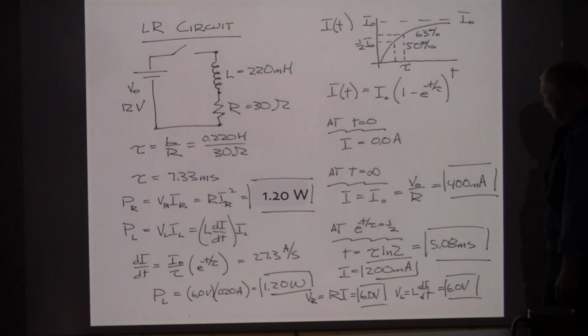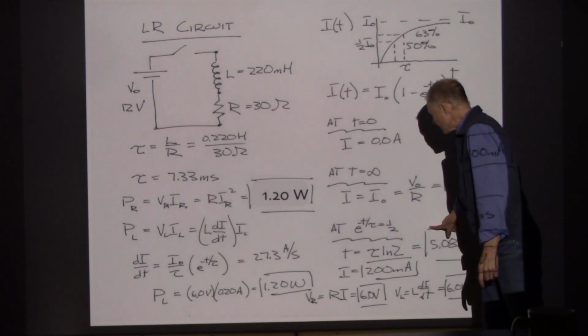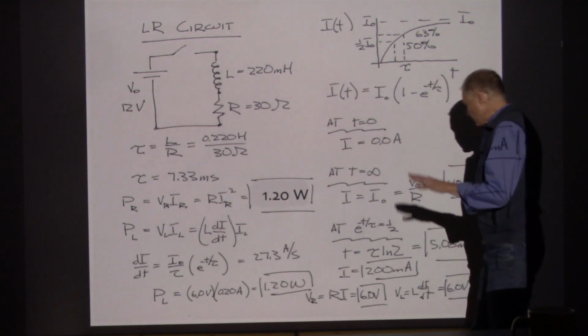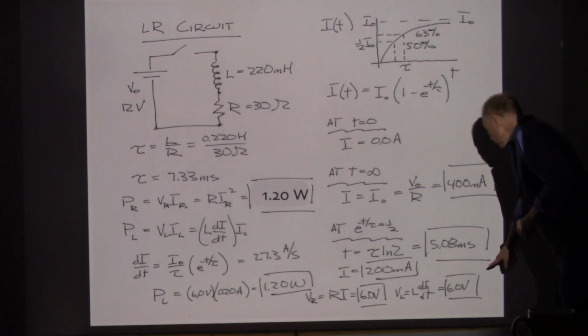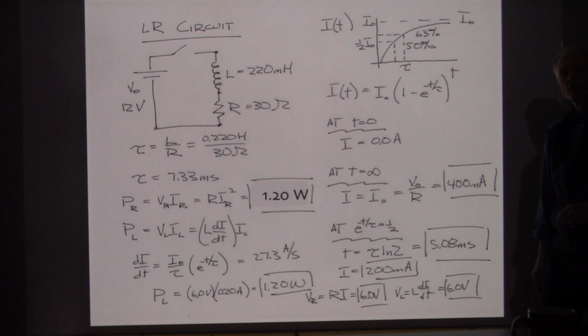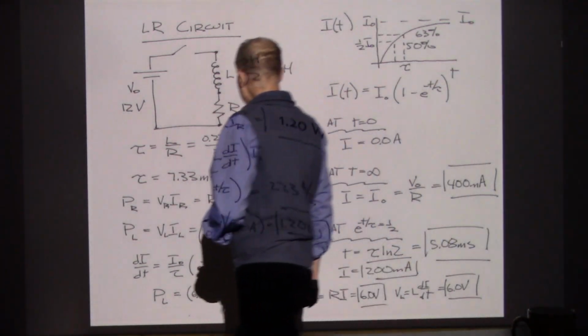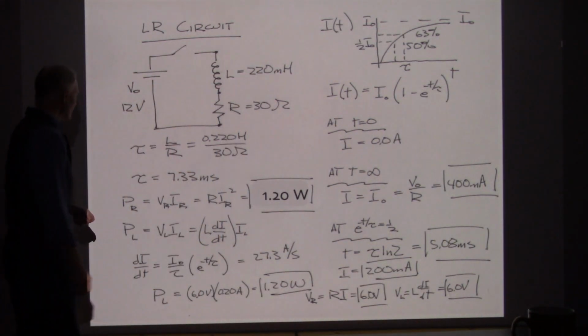And so we can figure out how much voltage there will be. When the current is at 1/2 of its value, the voltage across the resistor will be 6 volts, and the voltage across the inductor will be 6 volts. So that says when the current is at 1/2 of its value, the voltages are evenly divided between voltage drops in the inductor and voltage drops in the resistor.